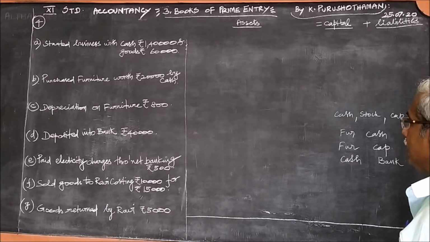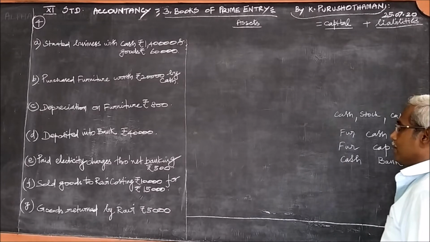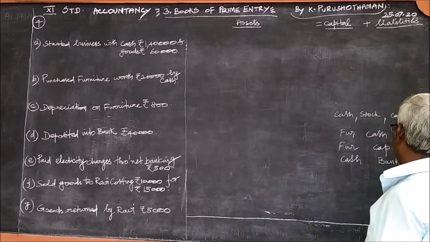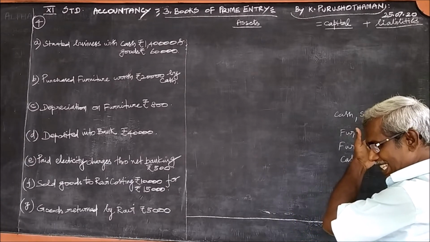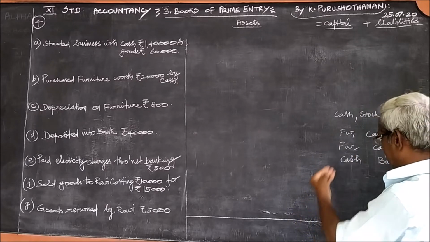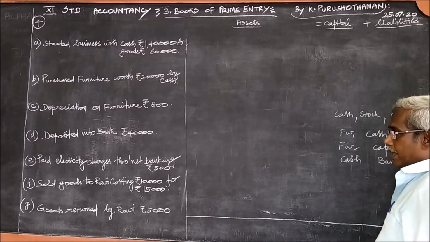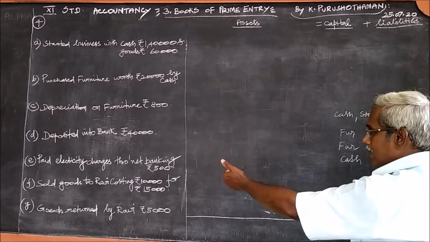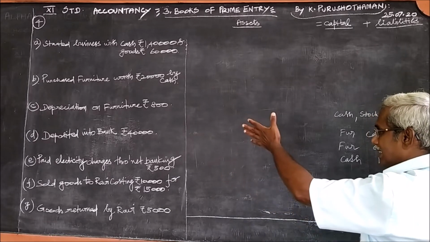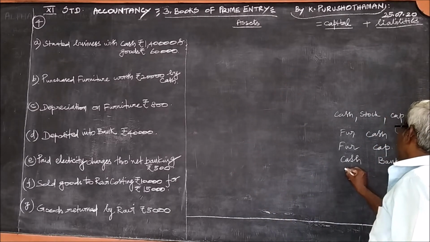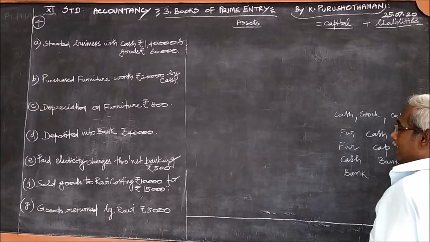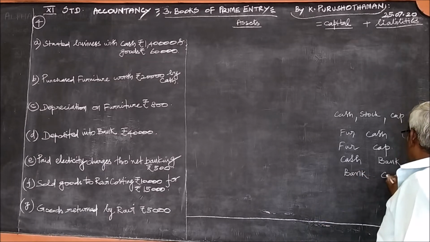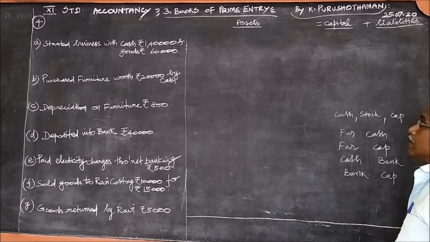Then E, paid electricity charges through net banking. When electricity charges are paid, in terms of cash, cash balance will decrease. When the electricity charge is paid through bank, the bank balance will decrease, and therefore bank, and it will also reduce the value of capital.